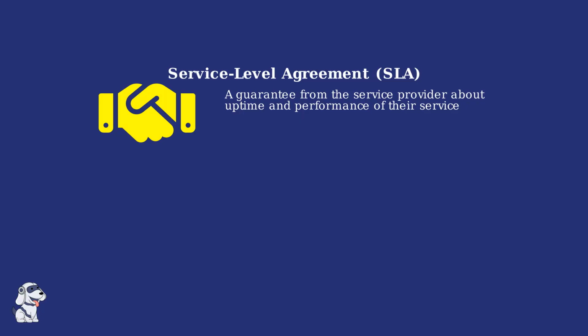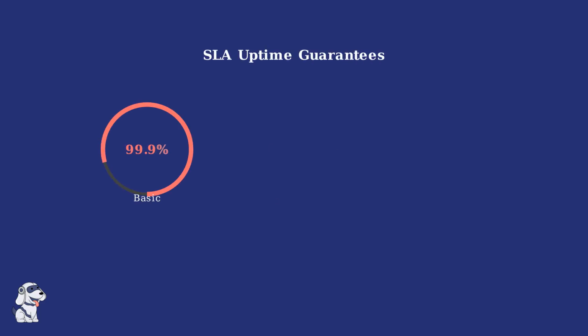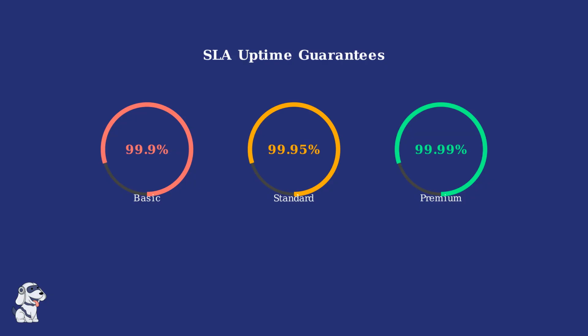A service level agreement, or SLA, is essentially a promise from your cloud provider. It's their guarantee about how reliable and available their service will be. SLAs are typically expressed as uptime percentages. Let's look at what different SLA levels actually mean in practice. Here we see 3 common SLA levels. Basic services might offer 99.9% uptime, standard services 99.95%, and premium services 99.99%.